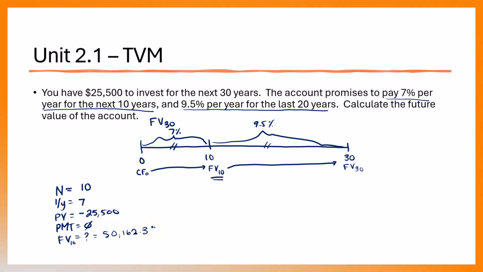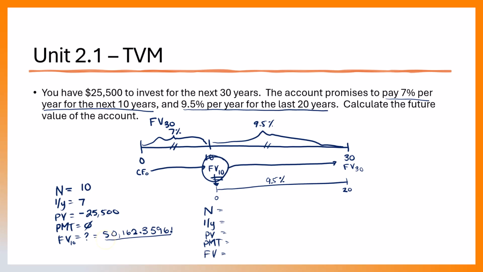Now, an alternative way to view this problem is once we've calculated FV10, this becomes our new time 0, and we're only sending it an additional 20 years, again at that 9.5%. What I mean by that is when we set up our next group of time value of money parameters, what is going to be the PV here? The PV is that FV10 that we just calculated. So that goes directly into my present value here.